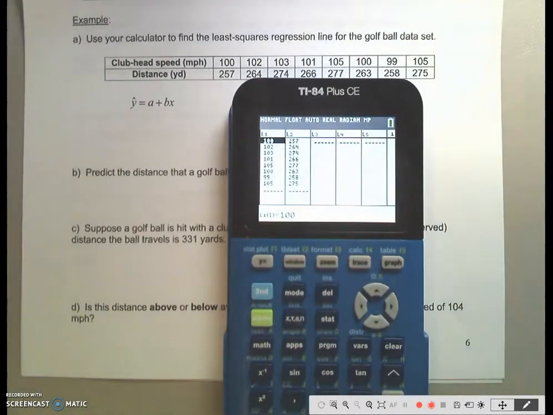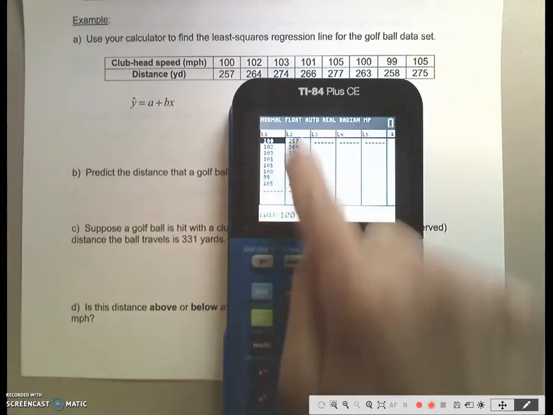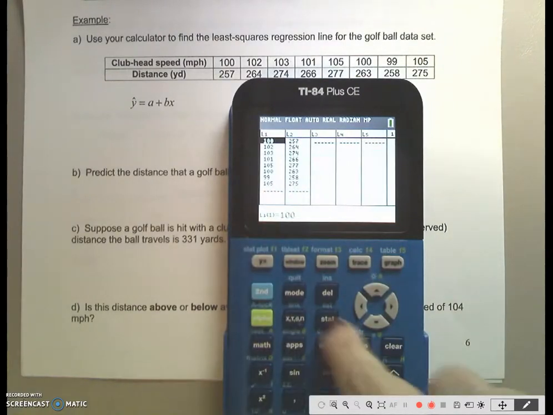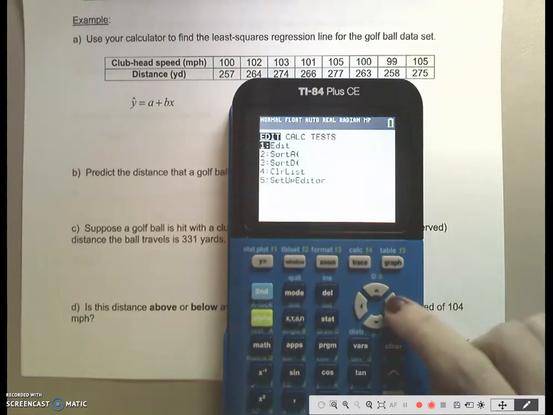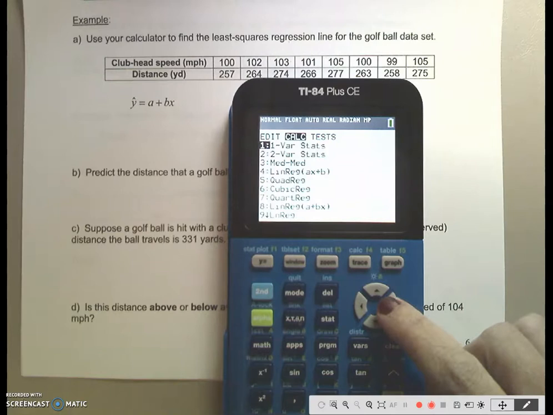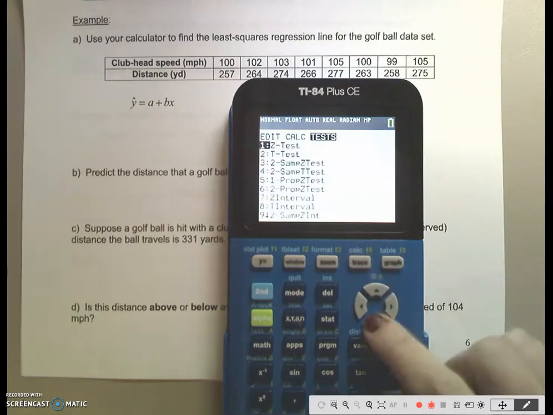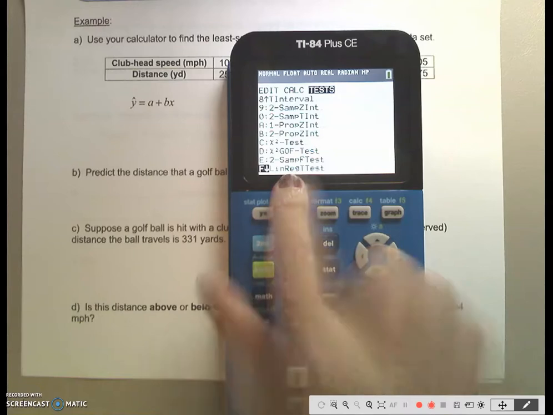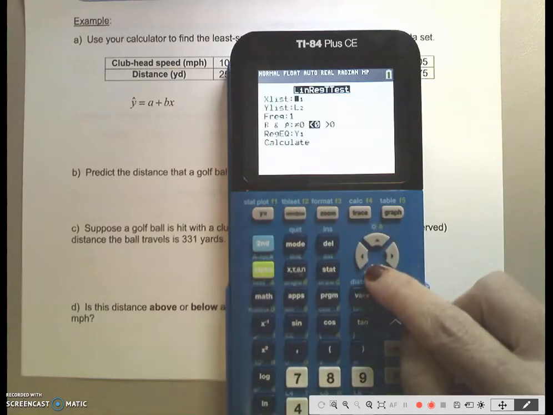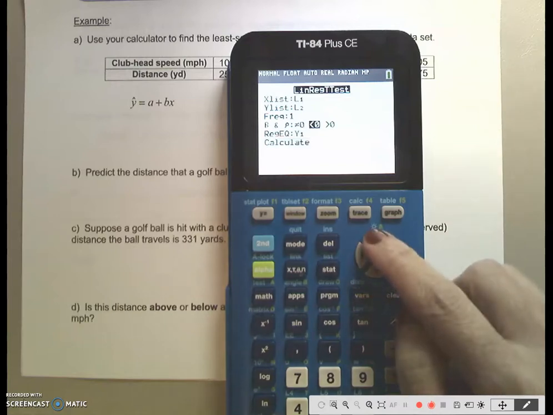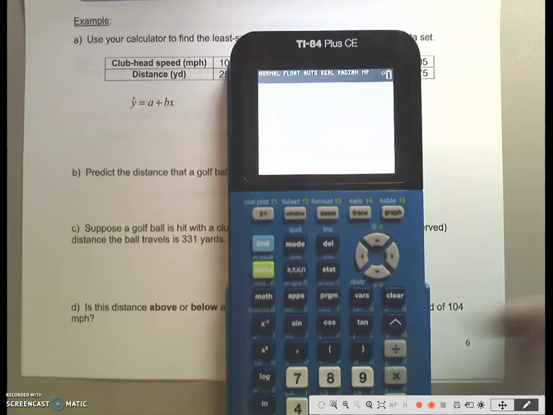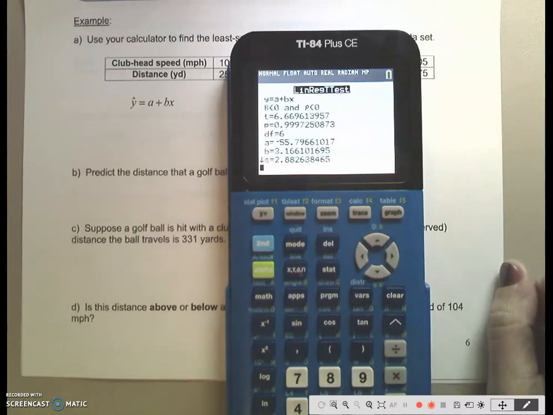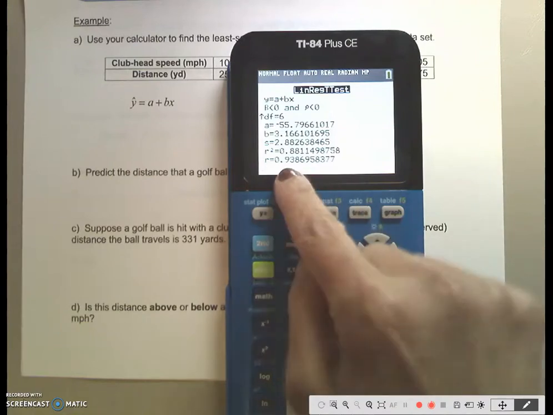So here we go. I've got the data here in list 1 and list 2. I'm going to go to stat, then over to tests first and show you the one that's a little different. We have to go all the way down to F. It says LinReg t-test. Make sure it says L1 and L2 and then just blow past the rest. Don't worry and change anything else in there. And you get all this scary stuff on the screen, but what you're interested in is R.